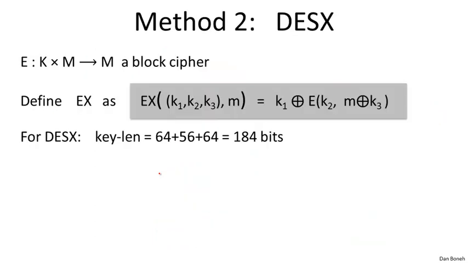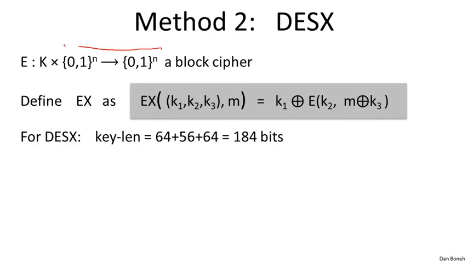Okay, I want to mention one more method for strengthening DES against exhaustive search attacks. This method actually is not standardized by NIST because it doesn't defend against more subtle attacks on DES. But nevertheless, if all you're worried about is exhaustive search and you don't want to pay the performance penalties of triple DES, then this is an interesting idea. So let me show you how it works.